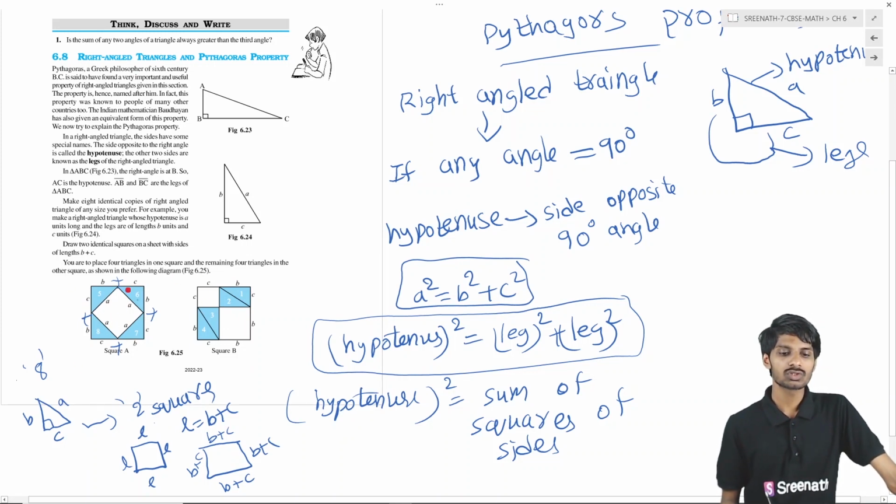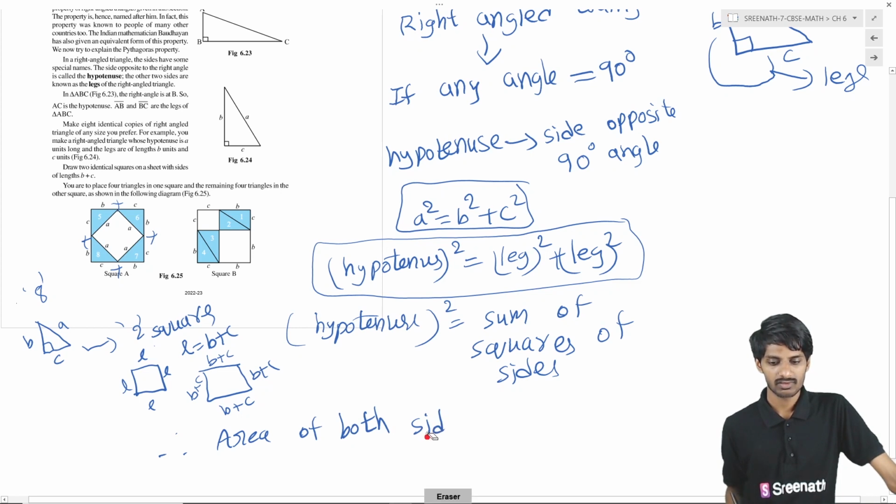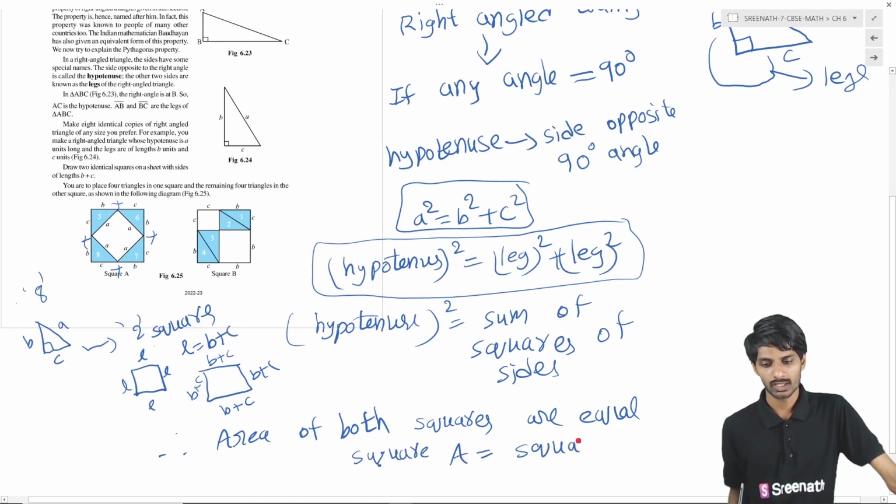So in this case both the squares are the same, identical. Therefore the areas of both squares are equal, which means the area of square A is equal to the area of square B, students.